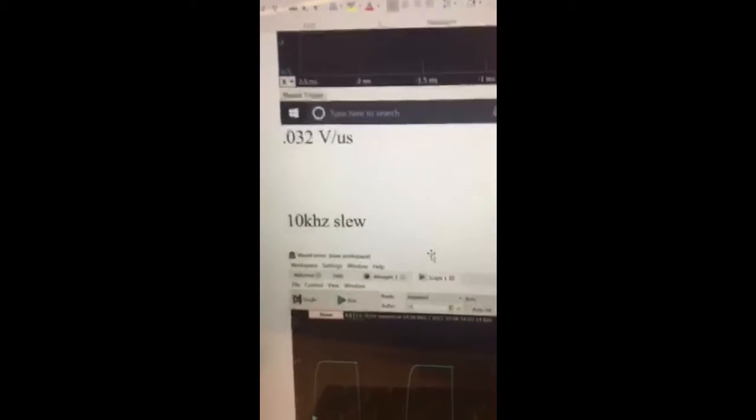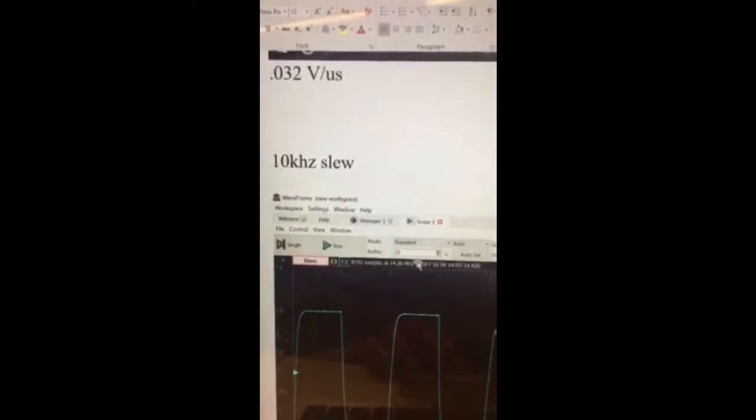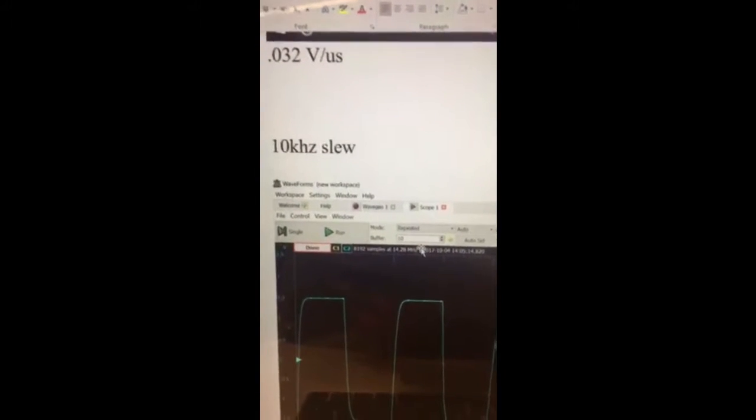After that, we also found it for the same signal at 10 kilohertz frequency, and we got 0.165 volts per microsecond.